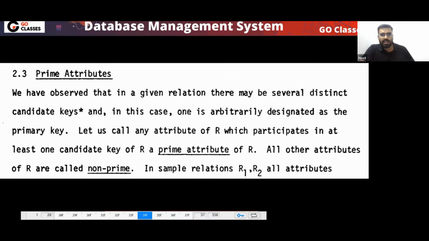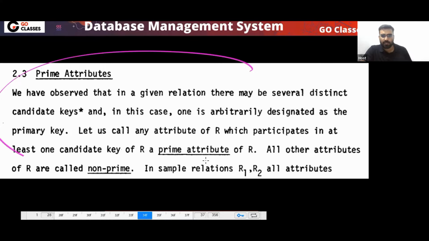So this is the definition of prime attribute. A relation can have more than one candidate key, but any attribute which is part of at least one candidate key is a prime attribute. All other attributes are non-prime attributes.